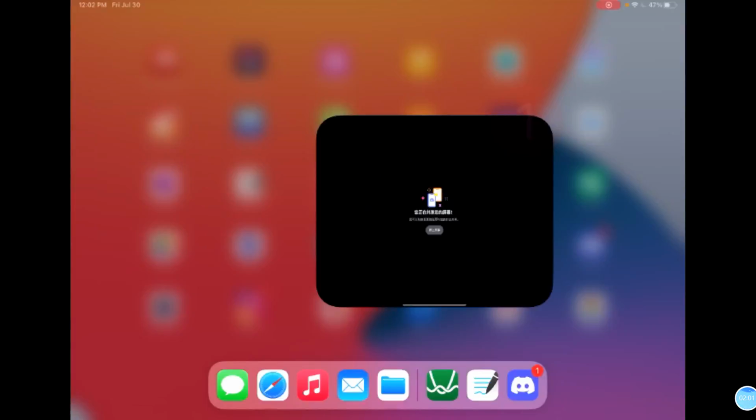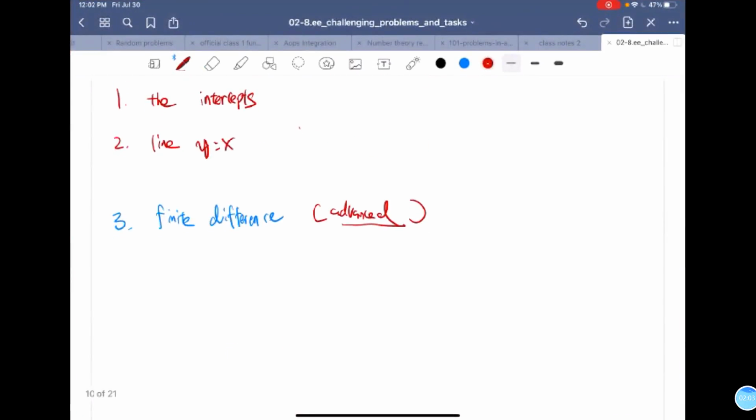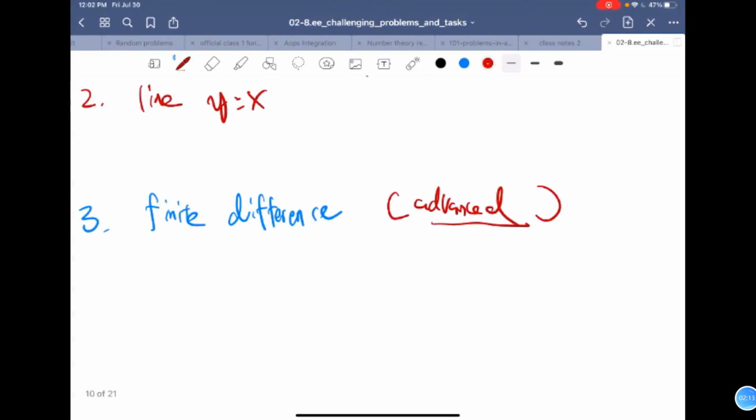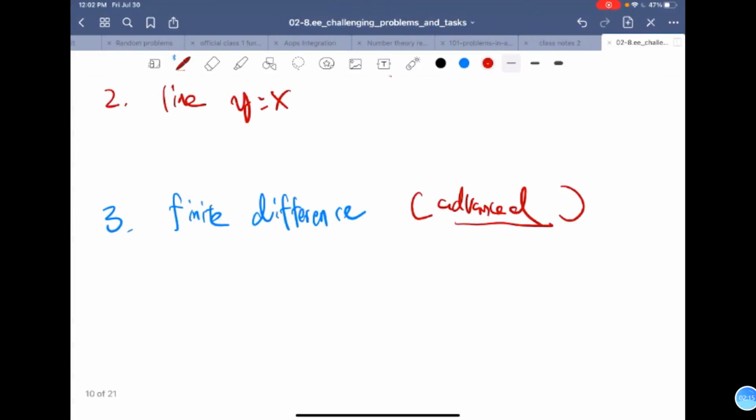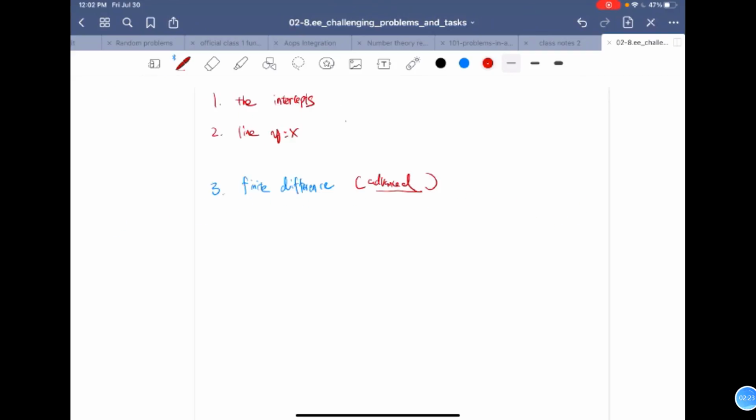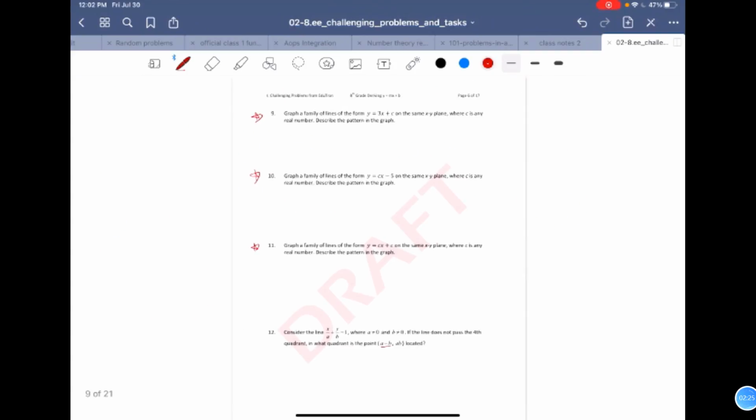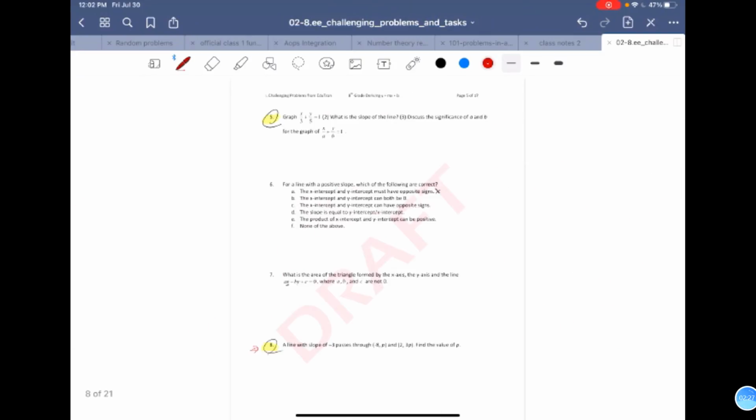Right. And then talk about the special line y equals x and the intercept, as well as a very advanced concept which is often applied in the IMO. It's called finite difference. It's not gonna be really hard. It's really simple actually. I'm just talking about the basic IMO.